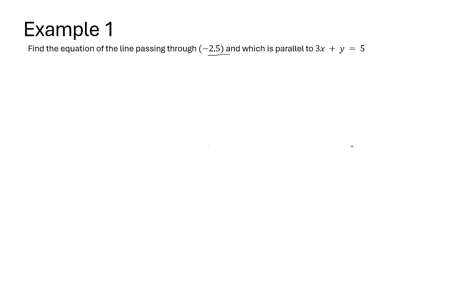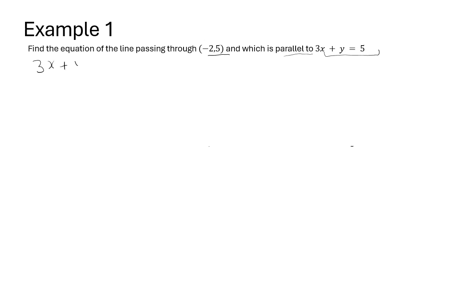In this question, we want to find the equation of the line passing through (-2, 5), which is parallel to 3x + y = 5. Whenever we want to find this, the first thing to do is to set aside the point (-2, 5) and take the parallel line. The first step is to find the slope of 3x + y = 5. So let's write it down.